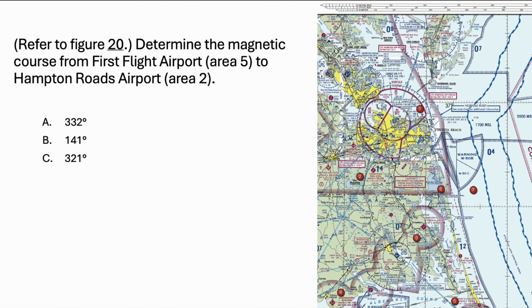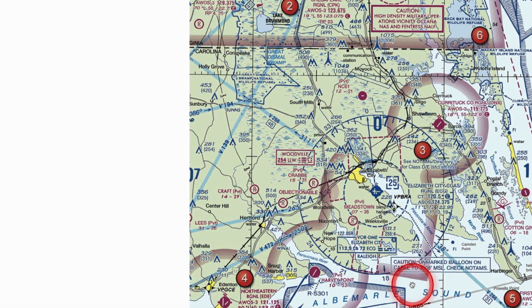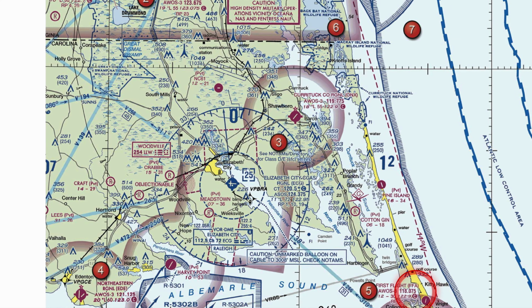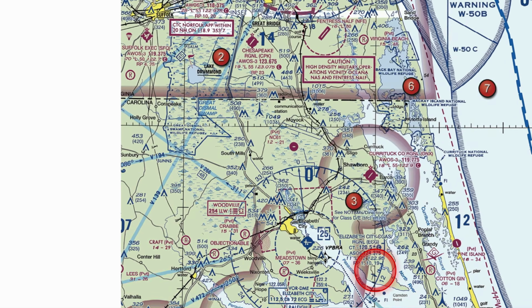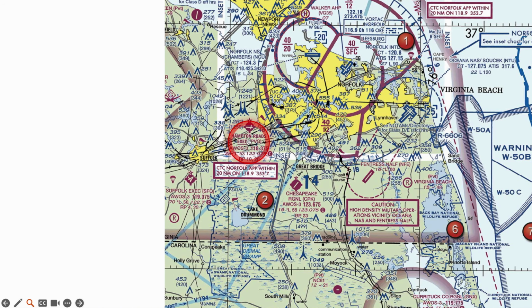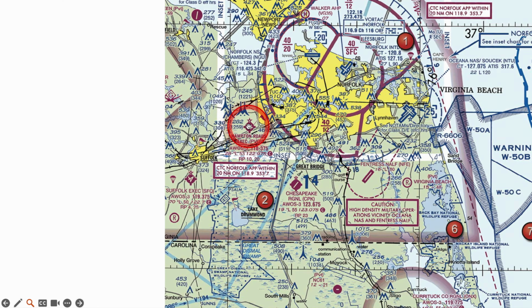So putting that into practice a little bit with our plotter is, let's look at this figure right here. So figure 20, determine the magnetic course from First Flight Airport, Area 5 to Hampton Roads Airport, Area 2. This one's a little bit challenging. So here's First Flight at the bottom right corner. And then Hampton Roads is right here.